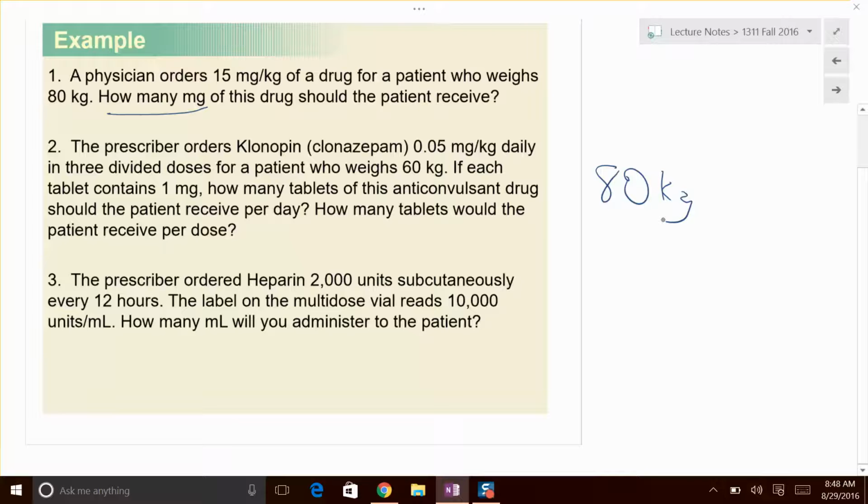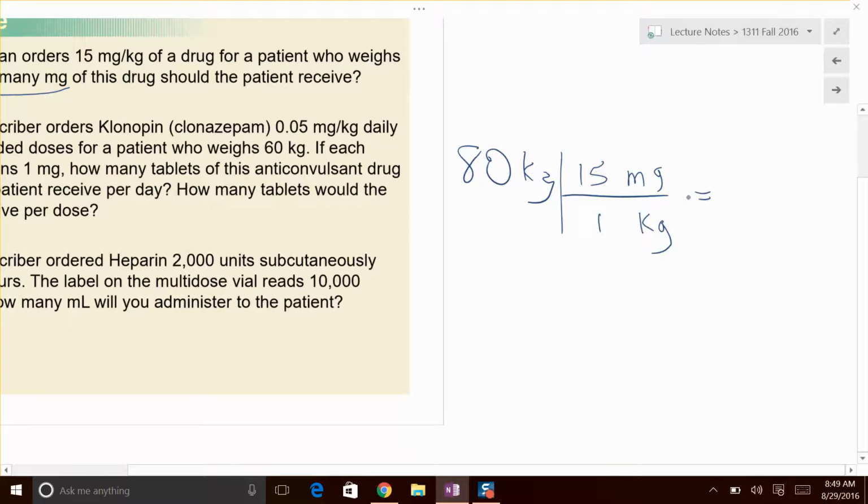That's how much they weigh. We want to know how much of the drug we're supposed to give them, and you're supposed to give them 15 milligrams for every kilogram the patient weighs, right? So we're going to set up that conversion here. The conversion factor is 15 milligrams for every 1 kilogram. So 80 times 15. What do we get?